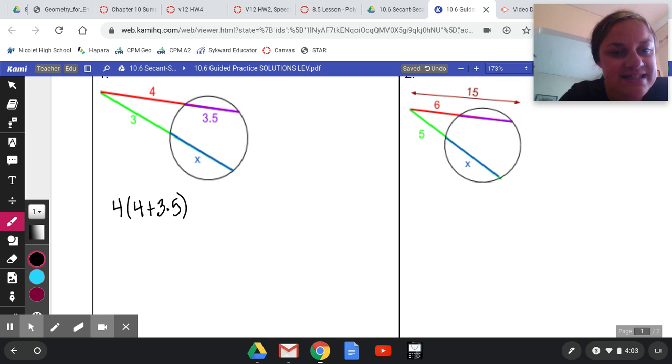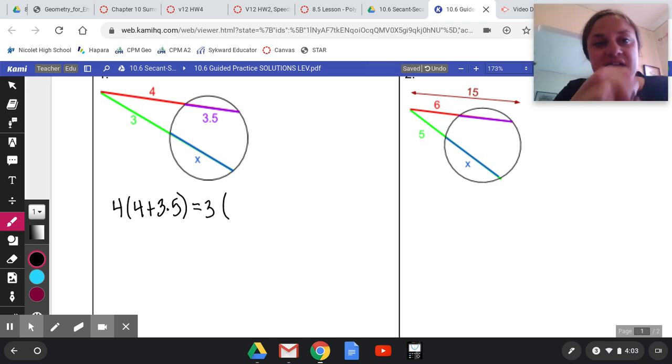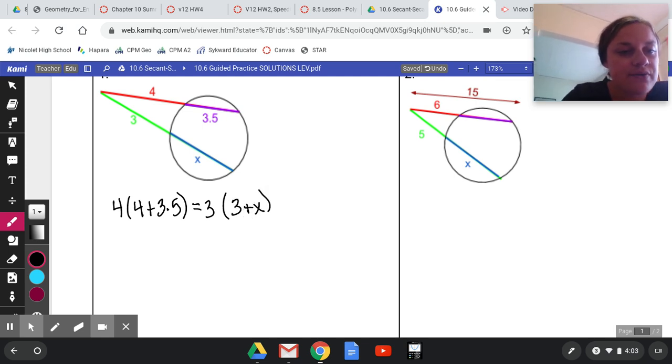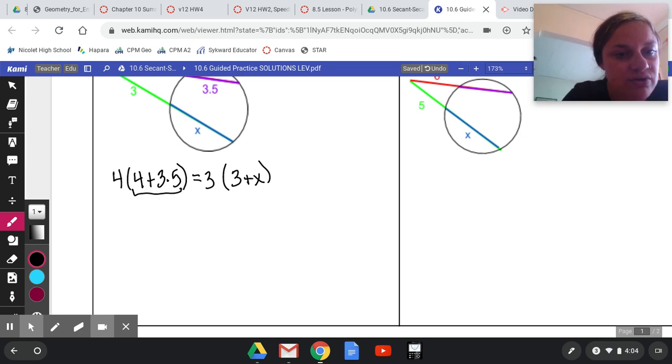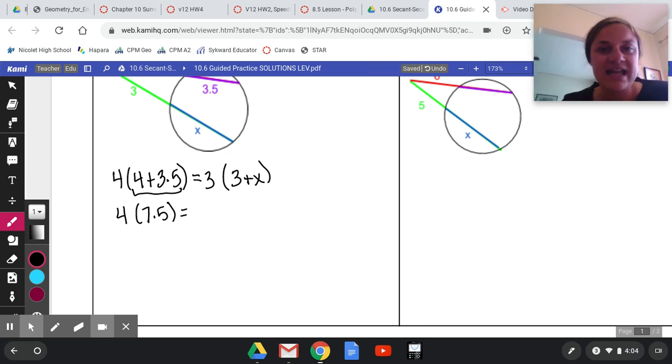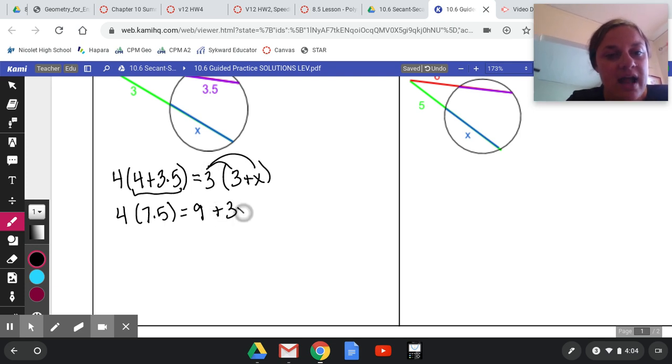Okay, then for my second secant, I've got my outside part is 3 times the whole is outside plus inside. So 3 plus x. Now I'm just going to solve this algebraically. So I can simplify inside the parentheses. 4 plus 3.5 is 7.5. So 4 times 7.5 is equal to, now in the second one, I can't simplify inside the parentheses, so I'm going to distribute. So 3 times 3 is 9, 3 times x is 3x, so 9 plus 3x.